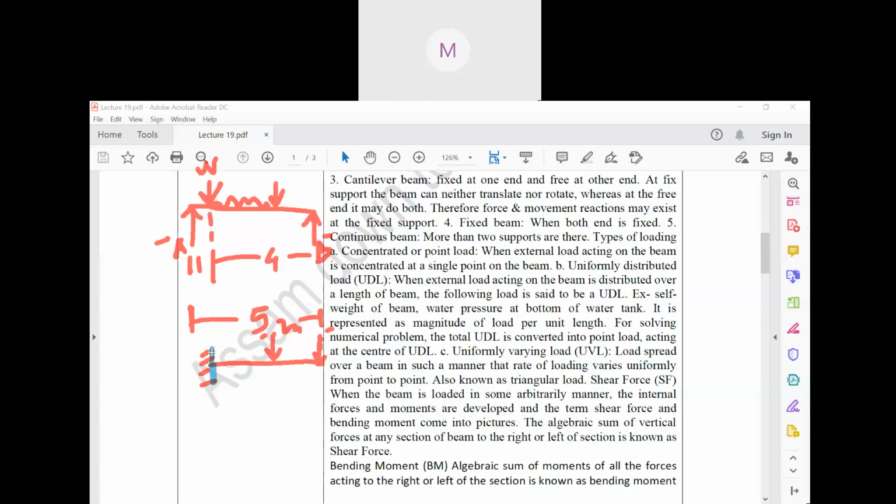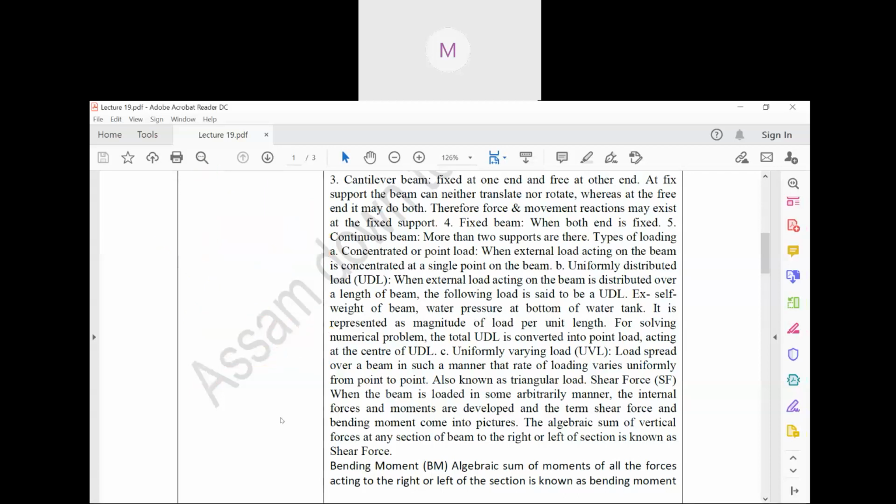Now if you put a uniformly distributed load, UDL, it will act like this. Suppose a UDL is put. So n number of loads can be put unless it fails. But eventually, how it is actually analyzed, that part will be a bit different. That's it, nothing else.